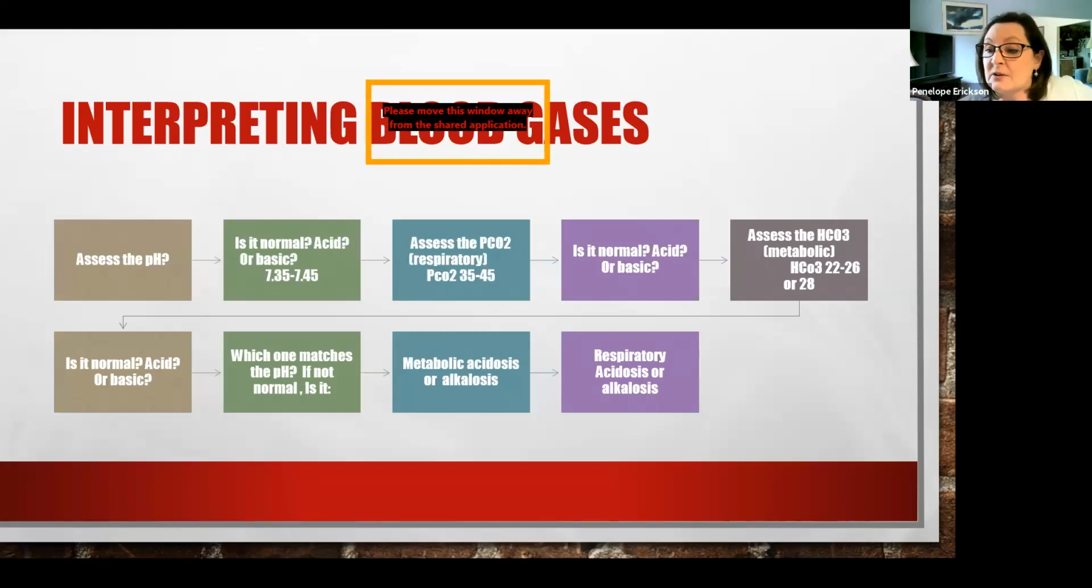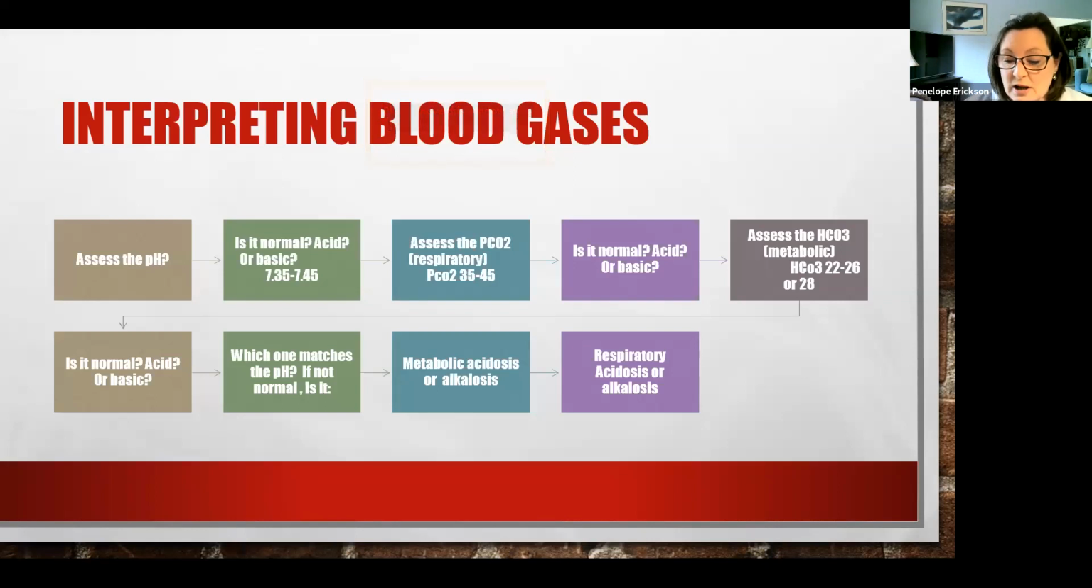So higher, like NG tubes, you're going to lose acid because you're losing hydrochloric acid out of the stomach. In the intestine is where you have the bicarb secretion and everything. So if I'm losing that, then I'm losing base in stool. So I look at the bicarb. If it's low, I don't have enough base, it's acidotic.